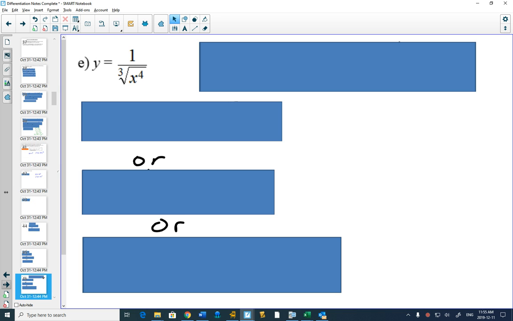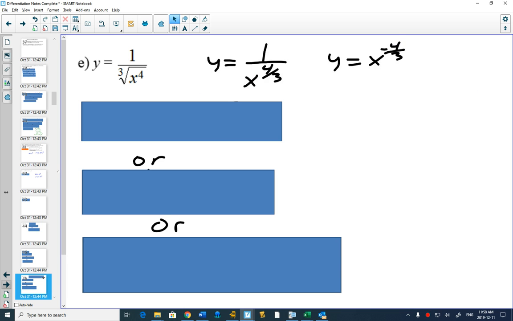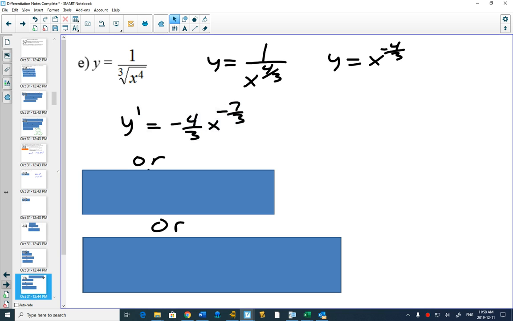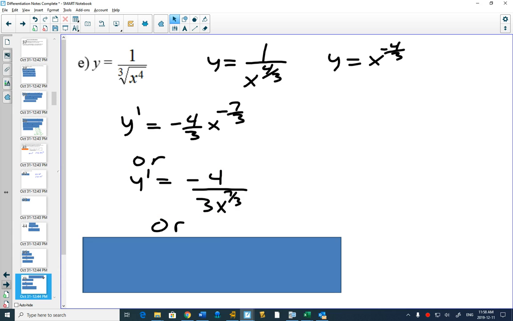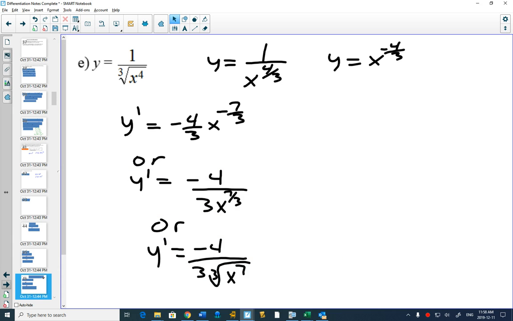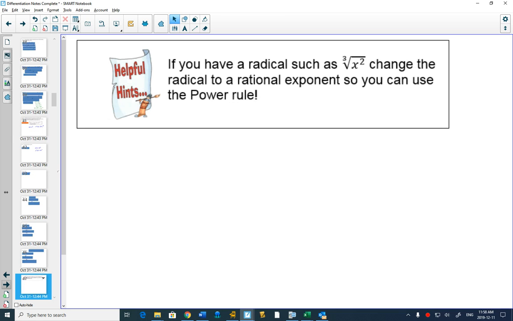So try this one on your own. Were you able to change the form to x to the negative 4/3? And then bring the negative 4/3 in front. Subtract 1 to get negative 7/3. Again, you will get really good at subtracting 1. And you could write it like this, or like that, or like that. So there's the helpful hint at the bottom.